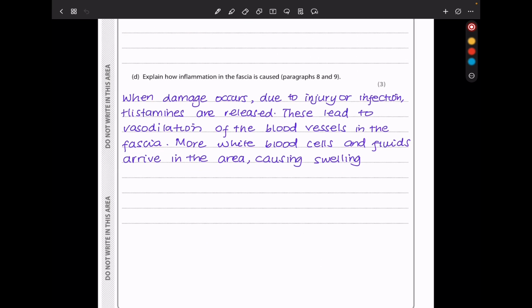Next, they say explain how inflammation in the fascia is caused. This is from paragraph 8 to 9. Inflammation, of course, is like how we see in immune response. There is going to be histamines, vasodilation, more blood to the area, and swelling. So I said when damage occurs due to injury or infection, histamines are released, and these lead to vasodilation of the blood vessels in the fascia. So more white blood cells and fluids arrive in the area, causing swelling.